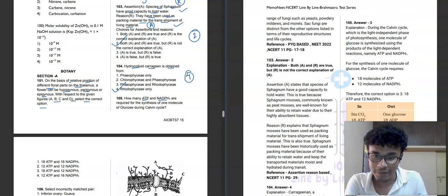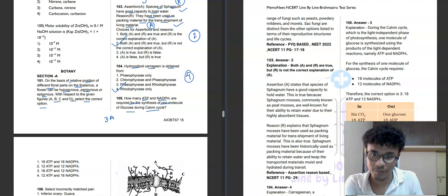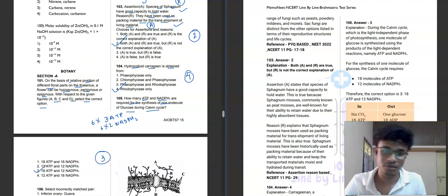It is asking how many ATP and NADPH2 are required for the synthesis of one molecule of glucose during the Calvin cycle. First of all, let us understand how many ATPs are needed in one cycle of the Calvin cycle. 3 ATP and 2 NADPH2 are needed in one cycle. To obtain glucose, a 6 carbon sugar, 6 cycles of the Calvin cycle are needed. So you have to multiply by 6, and we will get 18 ATP and 12 NADPH2. The third option will be your correct answer for this question.